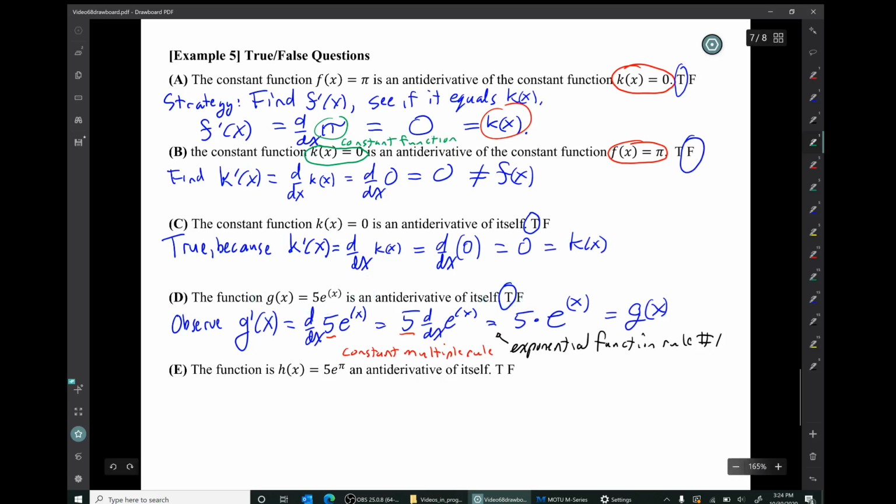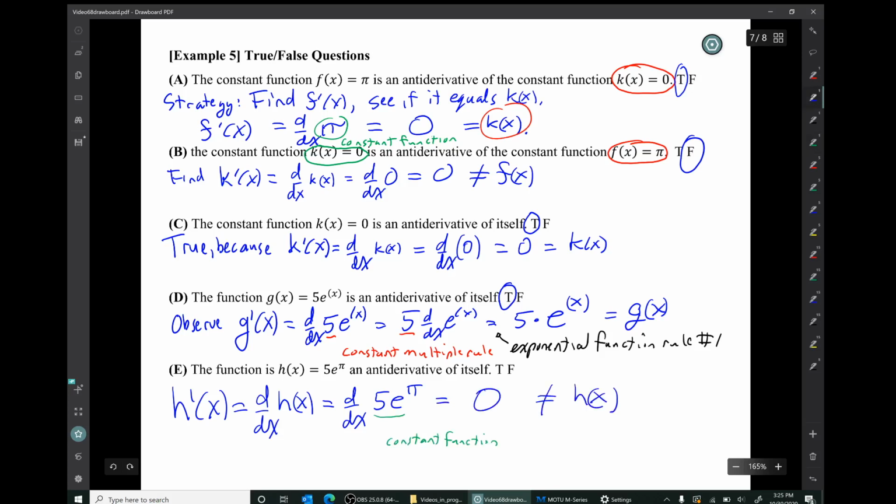But the thing is, whether or not it is an antiderivative, you're going to have to show why. And that is going to involve finding h prime. So let's just find h prime and see what it equals. So h prime is 0. The derivative of 5e to the x is 5e to the x, but the derivative of 5e to the pi is the number 0, because 5e to the pi is a constant function. So the answer to this question is false. To say that h of x equals 5e to the pi is an antiderivative of itself is false.